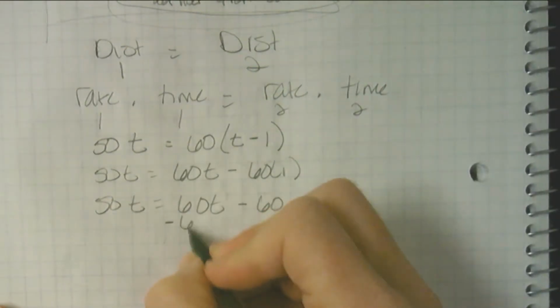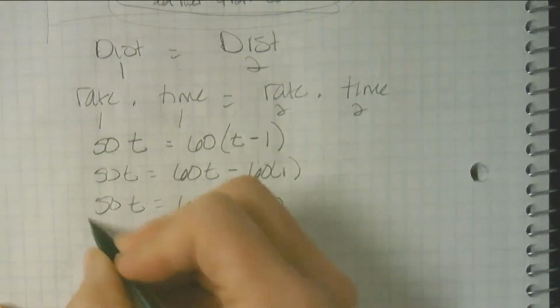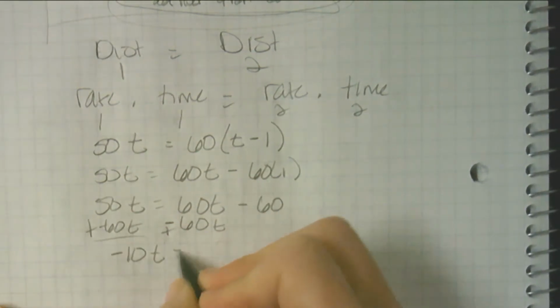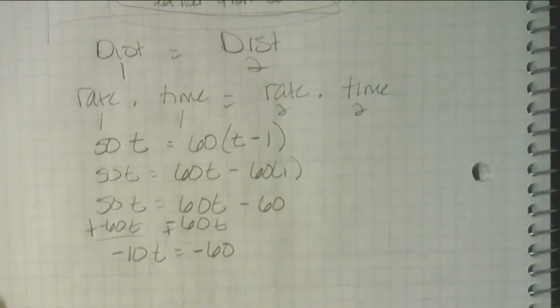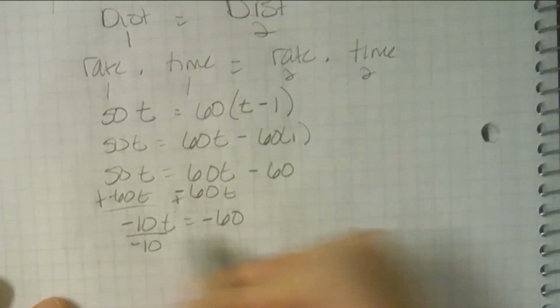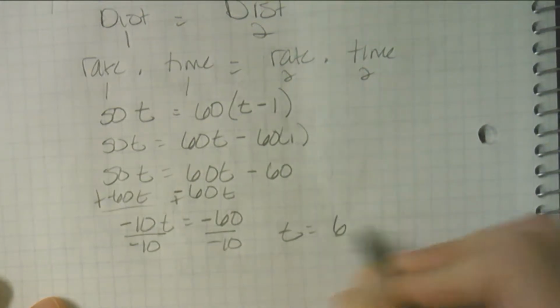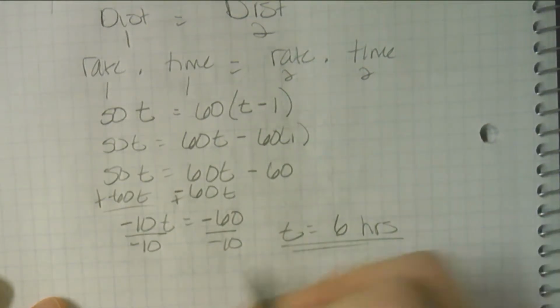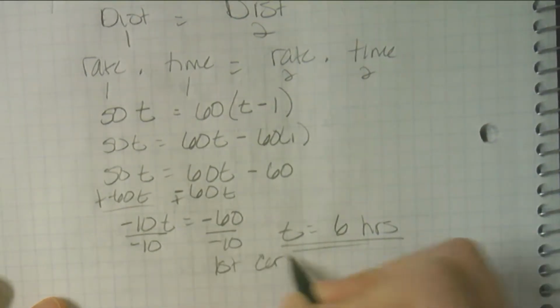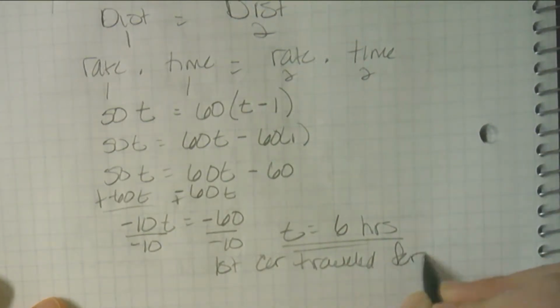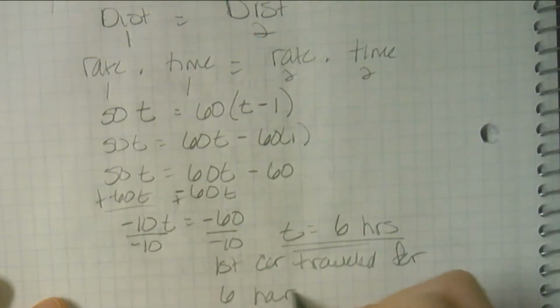All right, I'm going to subtract or add a negative 60t to both sides. So I have a negative 10t is equal to a negative 60. So t is equal to 6 hours. So the first car traveled for 6 hours.